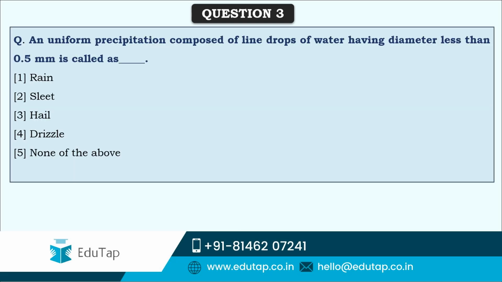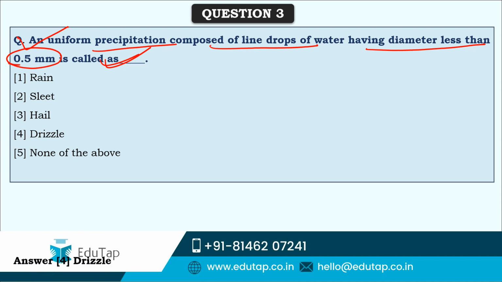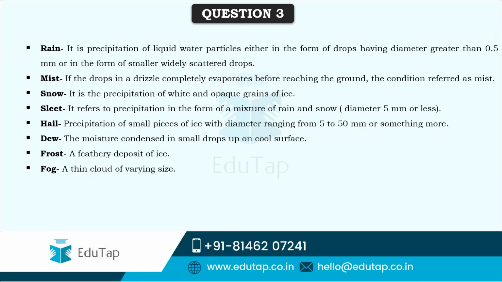So friends, next comes a uniform precipitation composed of fine drops of water having diameter less than 0.5 mm. It's called as. See, based on the size of the droplets and the type of precipitation like snow, hail, so based on the size and shape and the composition and how it is going to reach the earth, precipitation can be of various types, of which, the water droplets, when they fall finely with diameter less than 0.5 mm, it's called as drizzle.